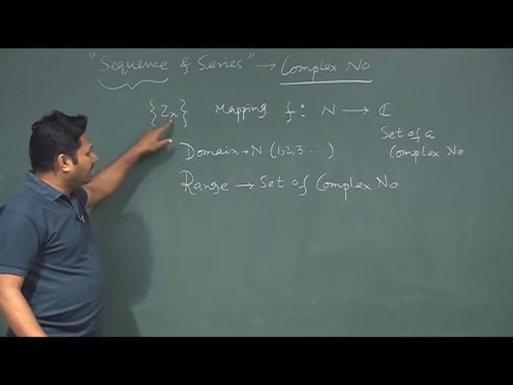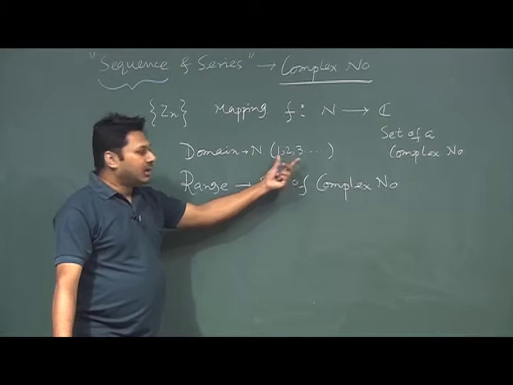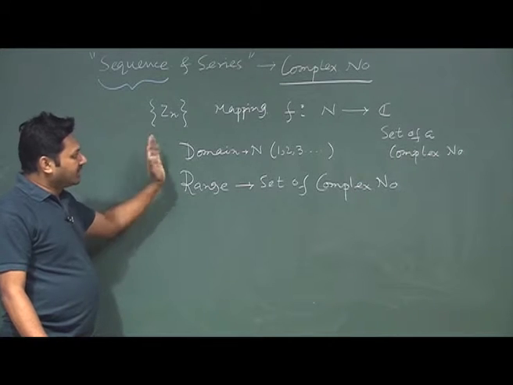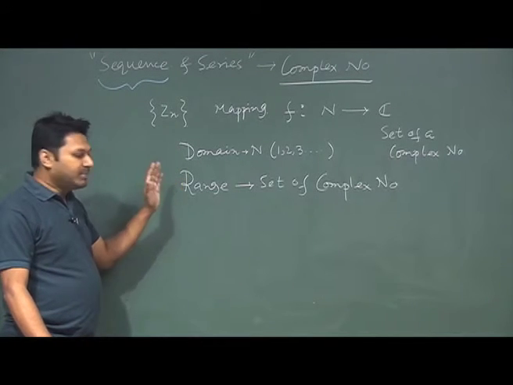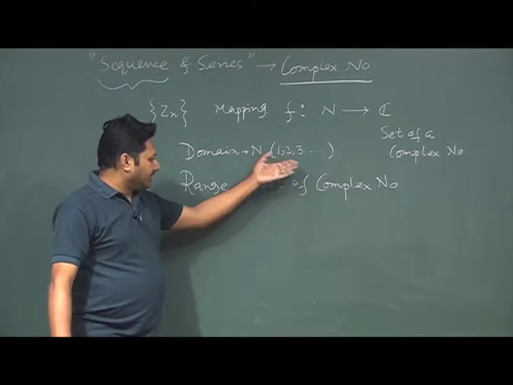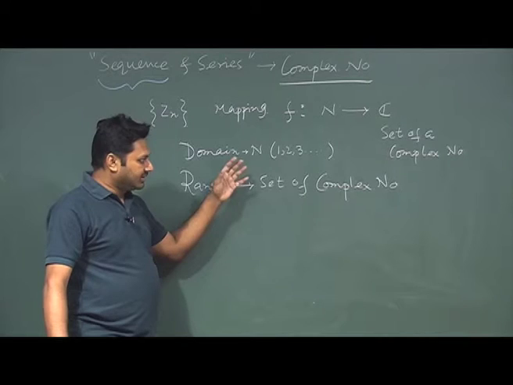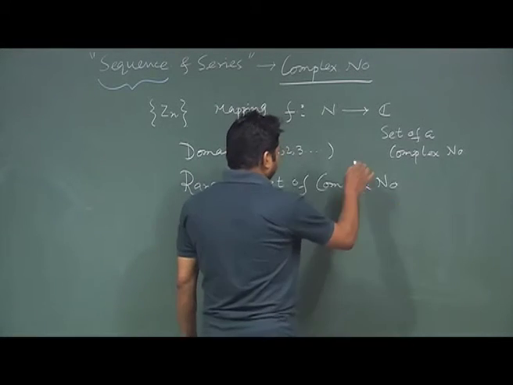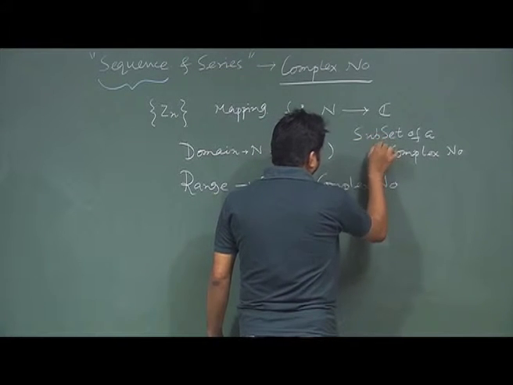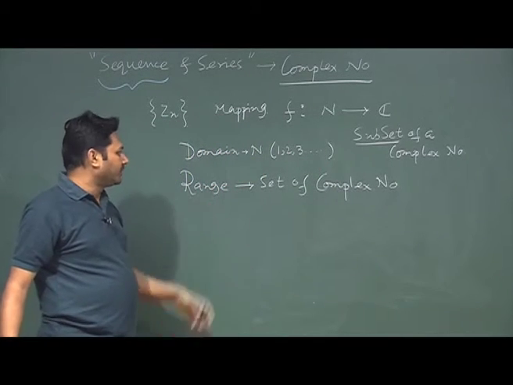So I will change this number 1, 2, 3, 4, which is related to n, and as a result every time I change this number I will generate new complex numbers. It may be repetitive, it may be non-repetitive. These new numbers are the range, which is a subset of the set of complex numbers. Whatever I am getting is some subset, some amount of complex numbers.